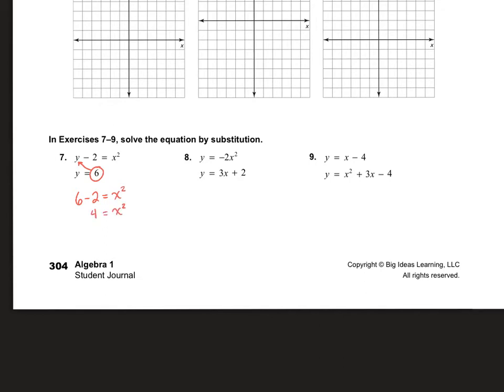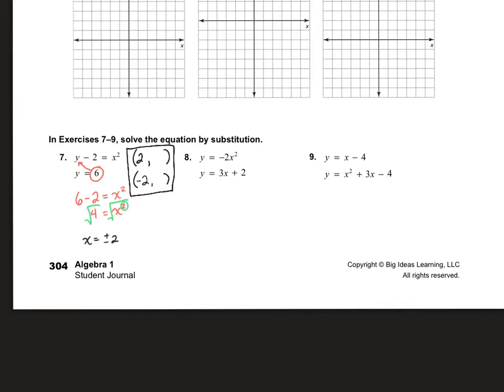And now I need to get rid of the square by doing the inverse, which is taking the square root. So I end up getting x is equal to positive or -2. That means that my answers are 2 points. So we have 2 comma something and we have -2 comma something. And those are going to be my 2 answers.